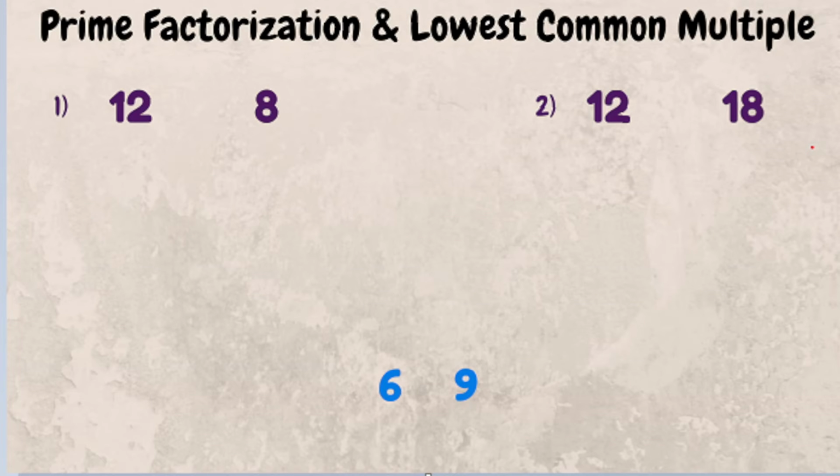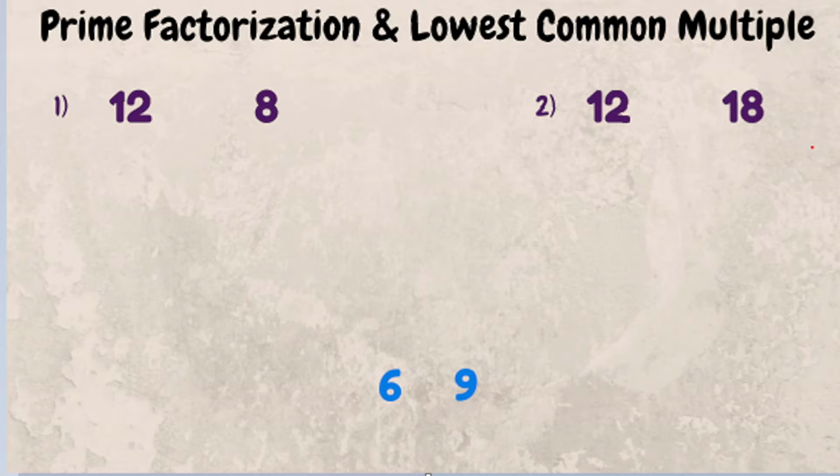In today's video, we're going to talk about how you can use prime factorization to find the lowest common multiple, or the least common multiple. If you've already watched my video on prime factorization using a factor tree, then you know how to get started. If not, go back and watch that video. I'll put a link in the description below.